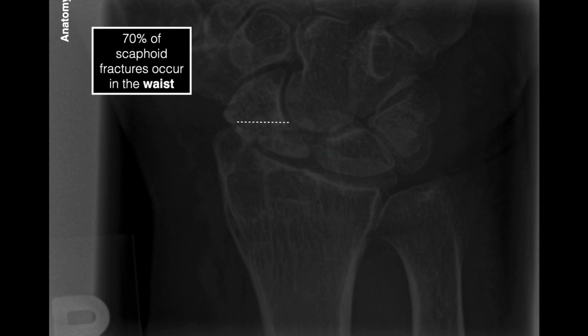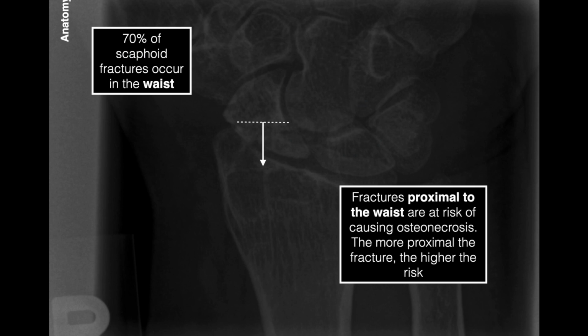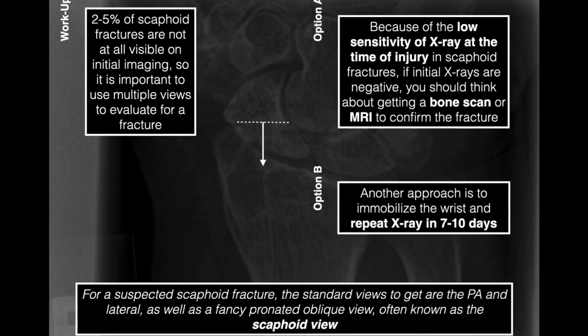70% of scaphoid fractures occur in the waist. Fractures proximal to the waist are at risk of causing osteonecrosis. The more proximal the fracture, the higher the risk. For workup, up to 2 to 5% of scaphoid fractures are not at all visible on initial imaging, so it's important to use multiple views to evaluate for a fracture.